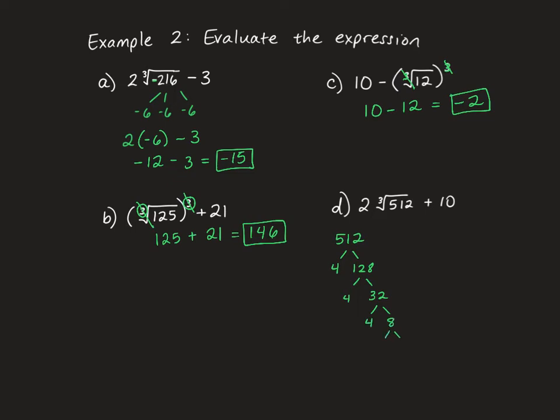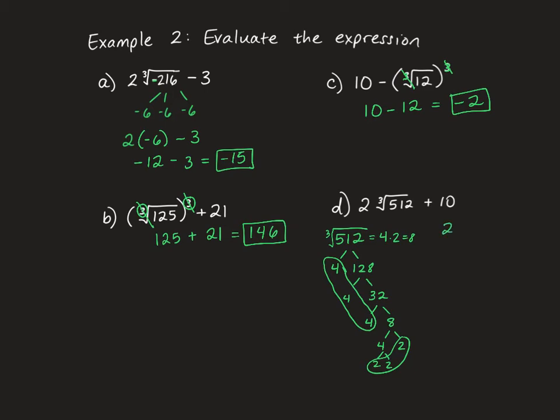And 8 is 4 times 2, and 2 times 2. So here we have a group of 3 4's, and we have a group of 3 2's. So that means that the third root of 512 is 4 times 2, which is 8. So let's use that in our problem here.